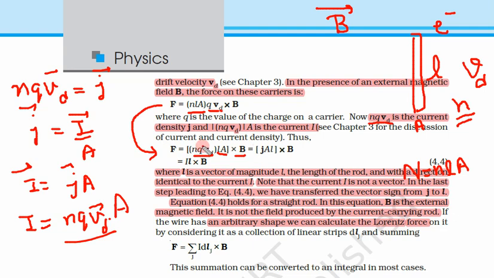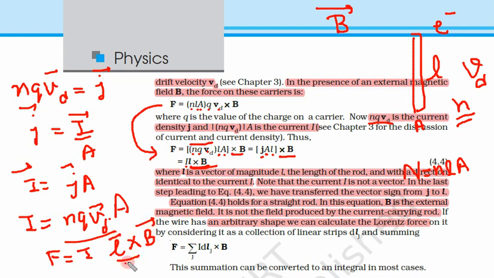So this n Q Vd is J, A, L into B. See it again: we put the same formula n Q Vd, and this first part becomes J. Now this L and A, and J A is I. B is still there, cross B. So I L cross B. So what is the formula? F is equal to I L cross B.